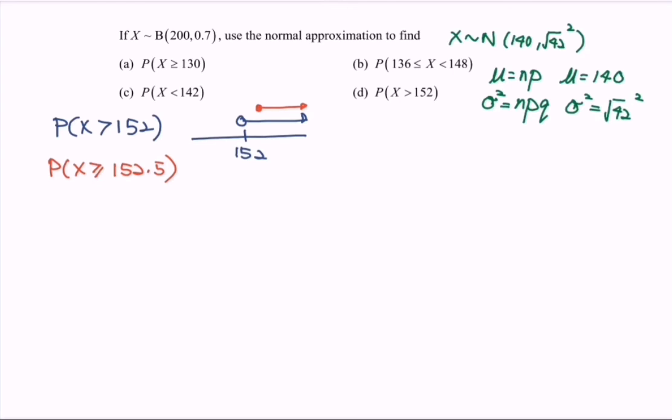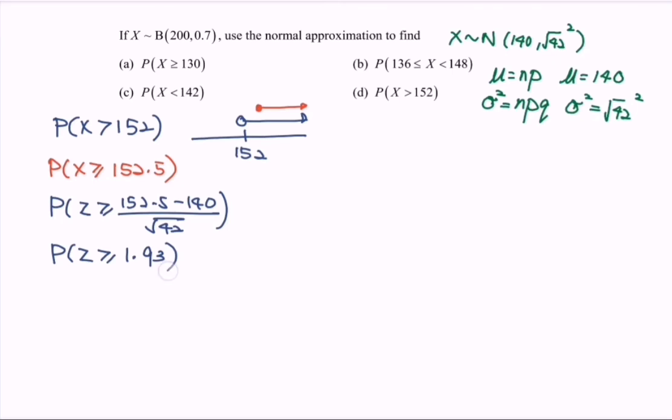Second step, standardize the situation. z is greater than or equal to 152.5 minus 140 over the square root of 42. So kindly simplify the situation where we have z greater than or equal to 1.93. By referring to the diagram, where we have z equals 1.93. So z is greater than or equal to 1.93. So here will be the region.